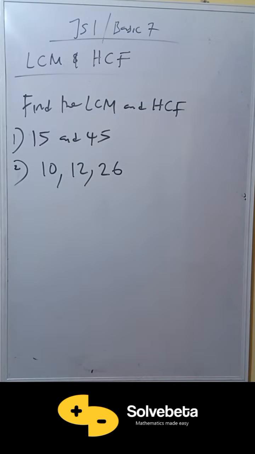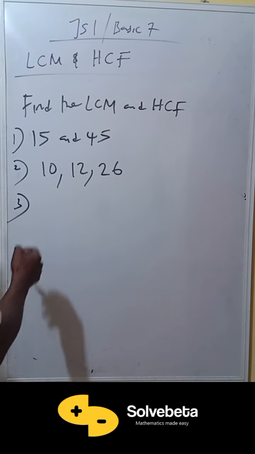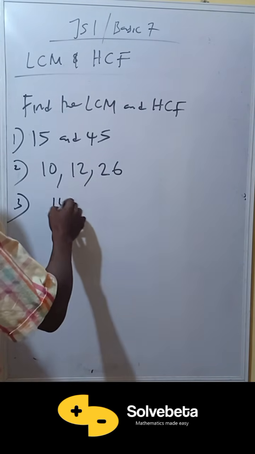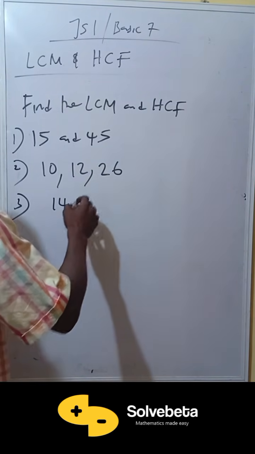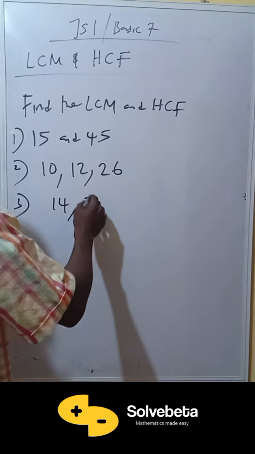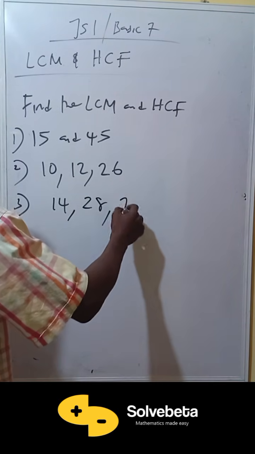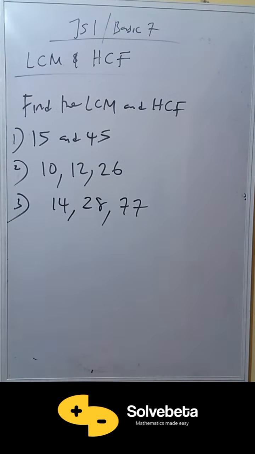So these two are enough. But should I add one for the road? Let me add one for the road. LCM and HCF of this.